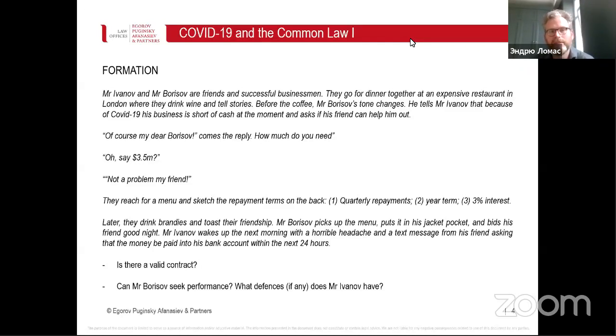"Of course, my dear Borisov," comes a reply. "How much do you need?" To which Borisov says, "Well, maybe $3.5 million." Ivanov says, "Not a problem, my friend." Between them, they pick a menu off the table, turn it over, and on the back of it, they write down very briefly what they think the repayment terms of this loan are going to be. Going to repay quarterly. It's going to be a term of 1 year, and it's going to be 3% interest. They carry on, they drink brandies, and they taste their friendship. At the end of the evening, Mr. Borisov picks up the menu, puts it in his jacket pocket, and they bid each other good night.